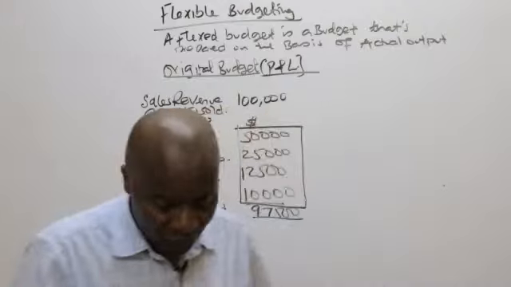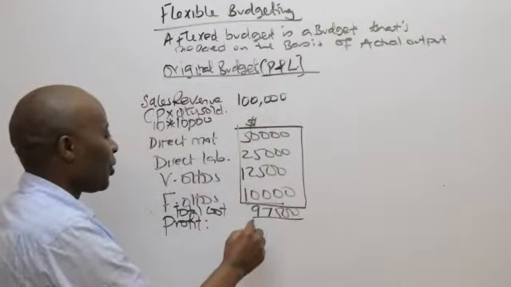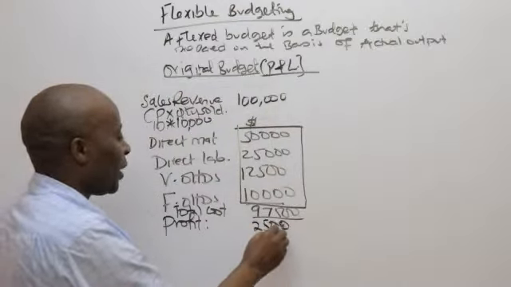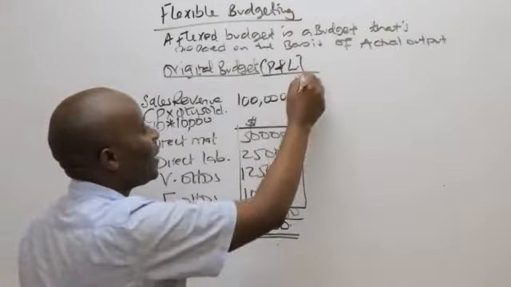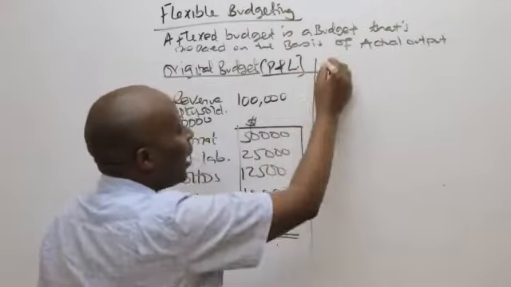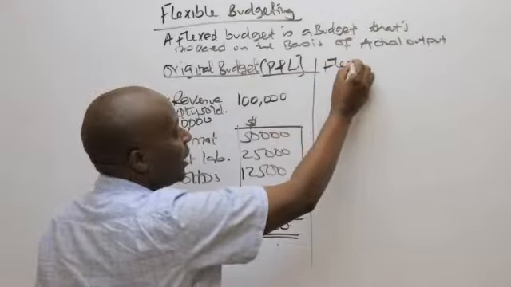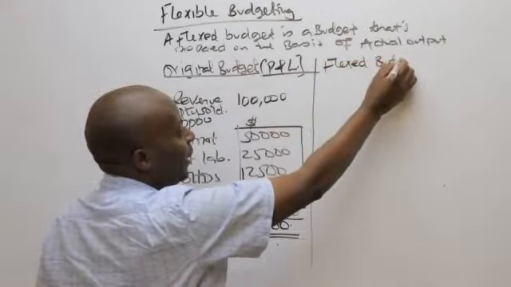Profit itakuja 2,000 what here? 500. So the profit is 2,500 like that. And then I'll come and create a flexed budget by the side.